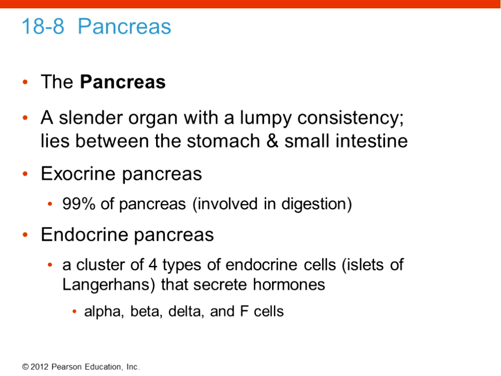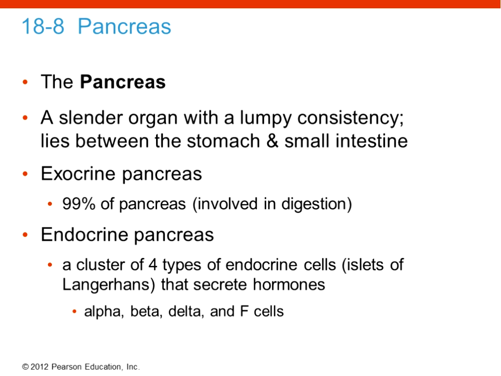All right, on to the pancreas. Pancreas is a really unique organ. We are obviously going to talk about its endocrine function, but it's important to know that actually the vast majority of the pancreas is also involved in digestion, or what we call the exocrine pancreas. So the pancreas actually has this dual function in two different organ systems, right? It's involved in digestion, and significantly so, as 99% of the cells of the pancreas are involved in digestion, so we call it the exocrine pancreas.